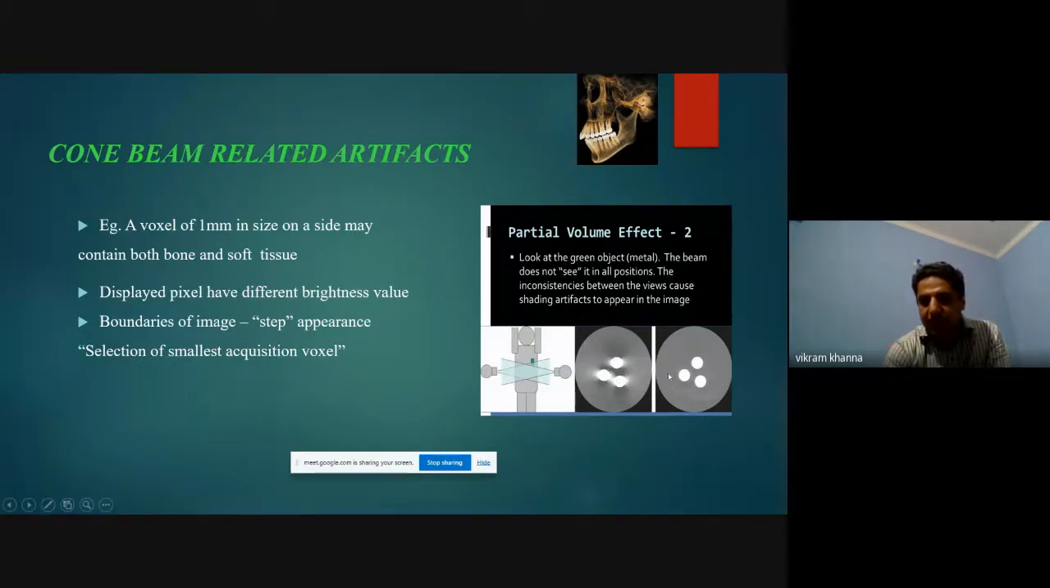Look at the green object, the metal. The beam does not see it in all the positions. The inconsistencies between the views cause a shading artifact to appear in the image, if the voxel is partially exposed. So how will you remove that? Select as small a voxel size as possible, so that the whole voxel comes under the scan of X-rays.